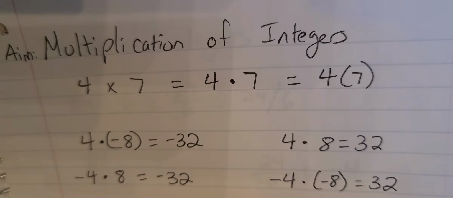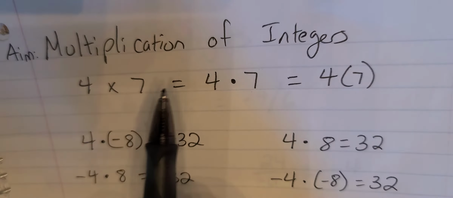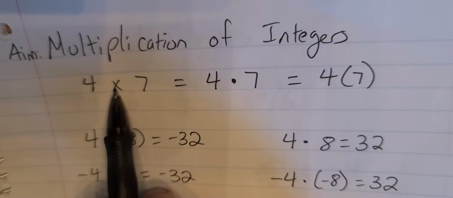Okay, today we're talking about multiplication of integers. Now, multiplication can be written three different ways. You have so far learned, if you weren't in Excel especially, to use the X for multiplication. That's not the only way to do it.